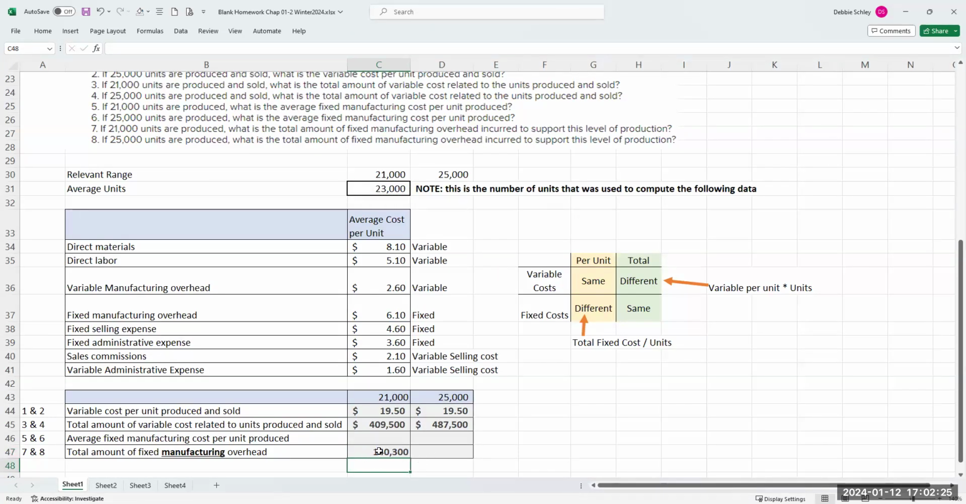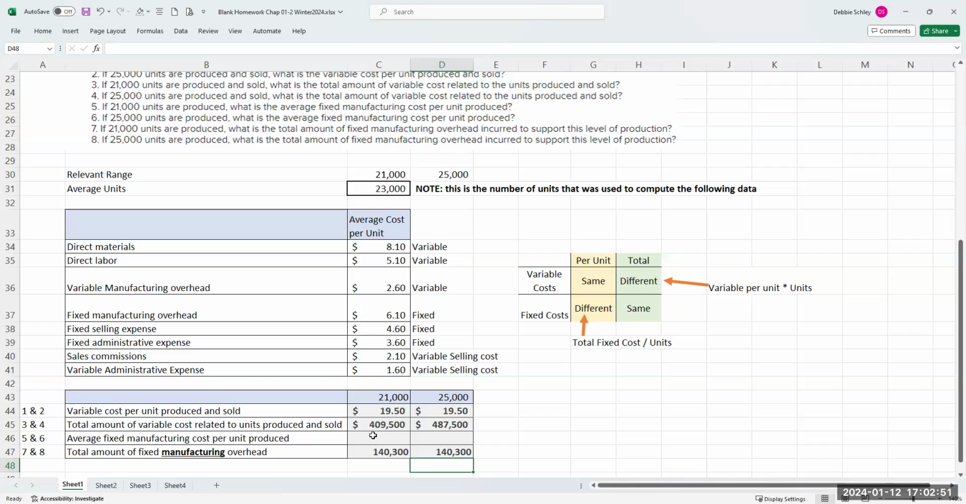And if you'll recall, the total fixed cost is the same no matter how many units I produce and sell. And so that fixed cost is going to be 610 times that 23,000 units, the average number of units. So the total amount is the same.